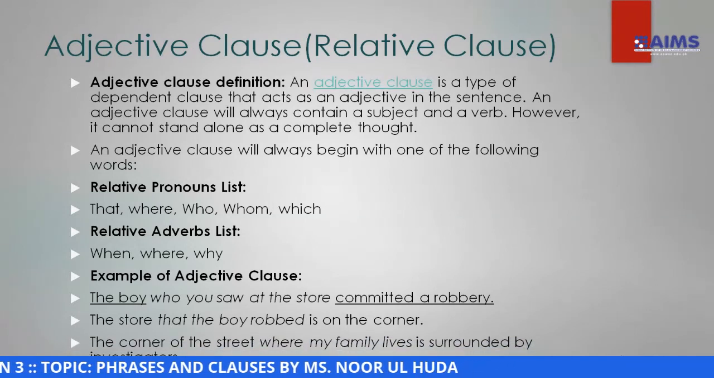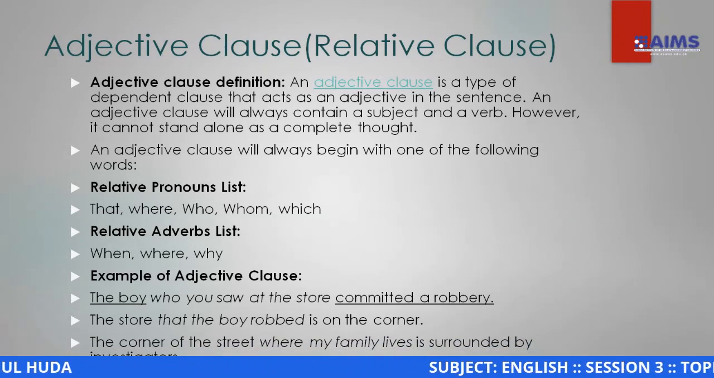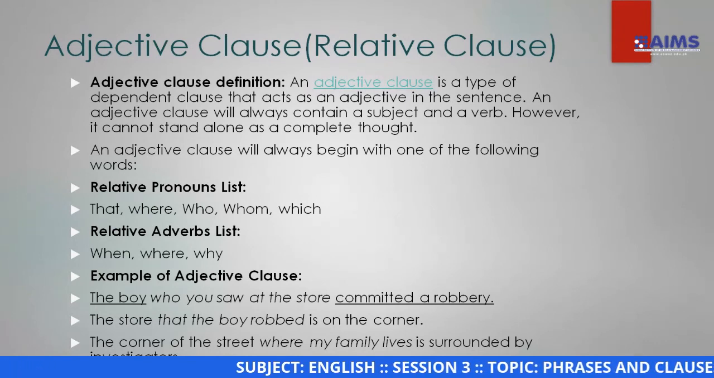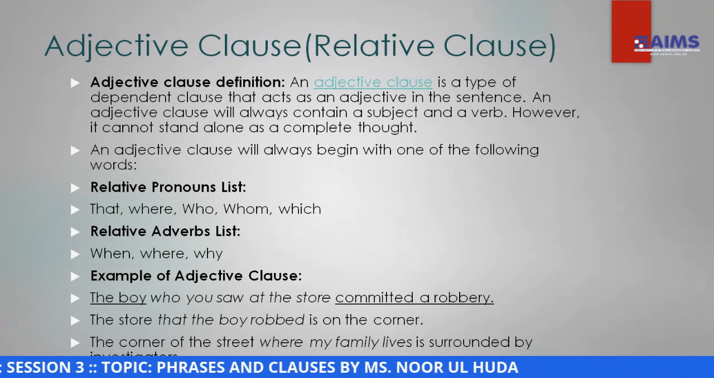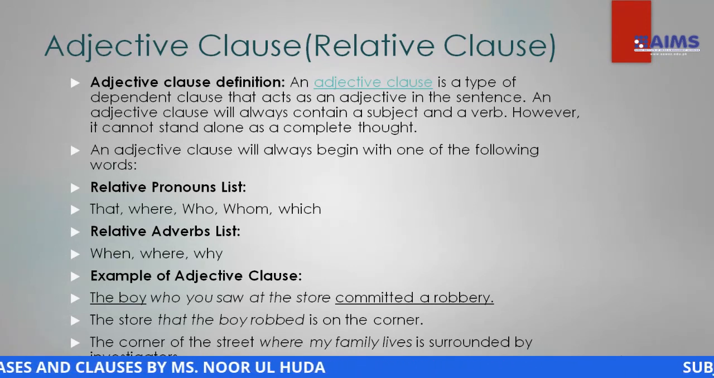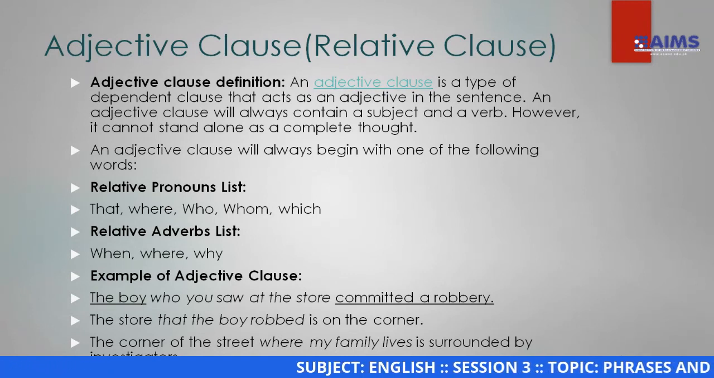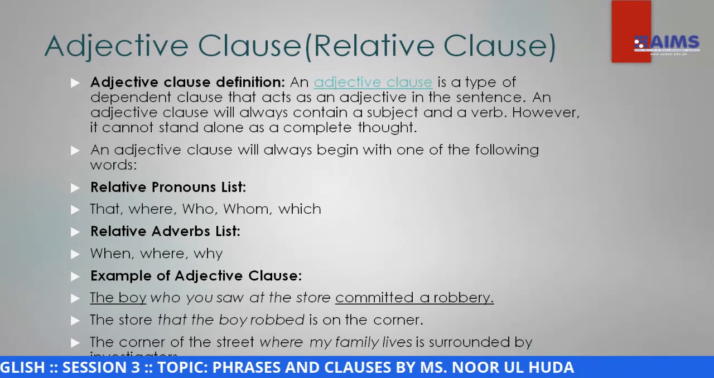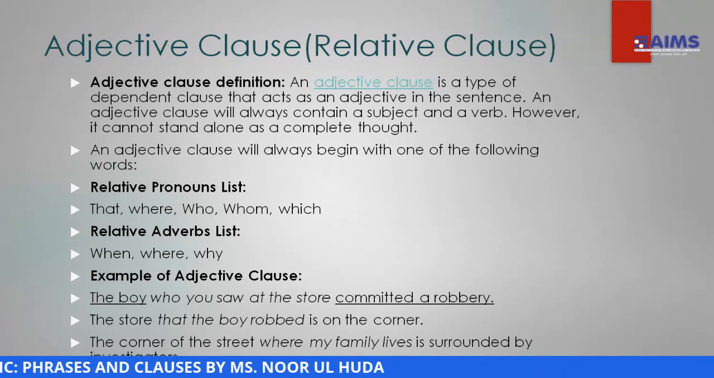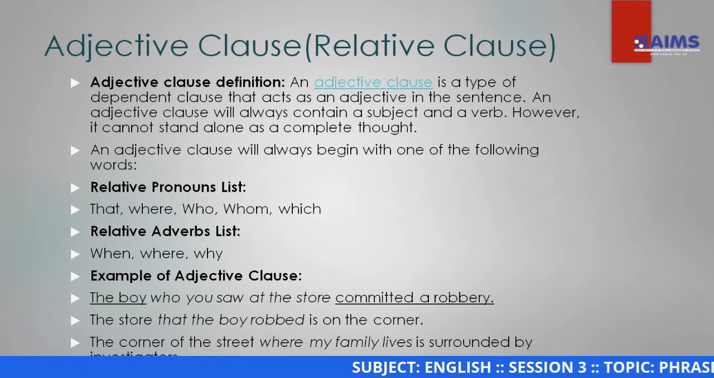"The corner of the street where my family lives is surrounded by investigators." Actually, "The corner of the street is surrounded by investigators" is the whole sentence, but I am giving additional information about the street, where my family lives. Why am I calling it a clause? Because it has a subject, my family, and it also has a verb here, lives.